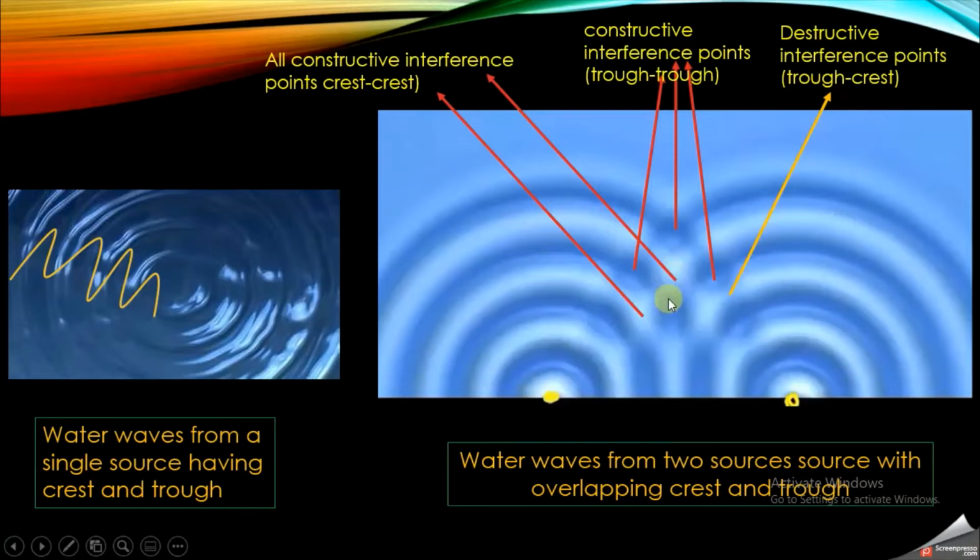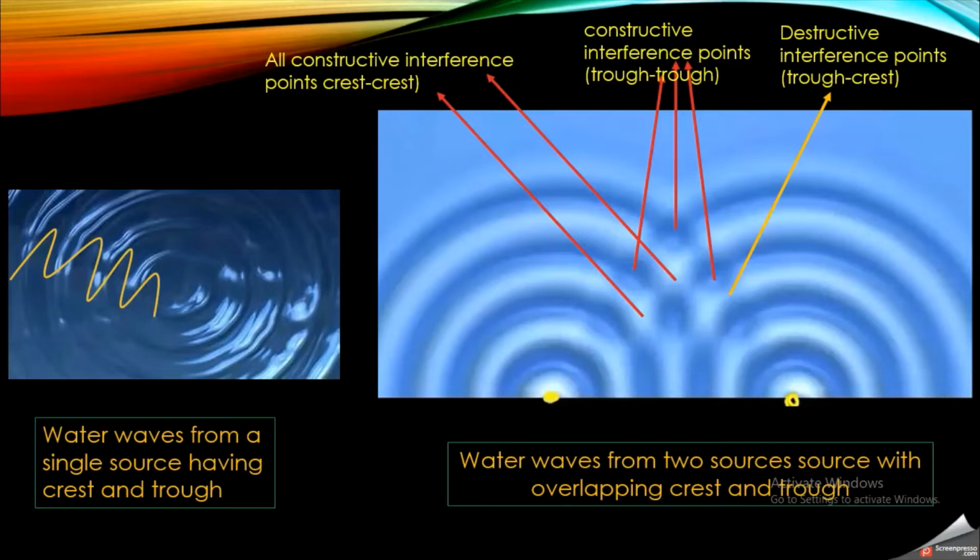Similarly, if you see these bright spots, these are also the points of constructive interference. Why? Because here the crest is coming from the one wave and the crest is coming from the other wave, and they are meeting at this position to form a constructive interference point.